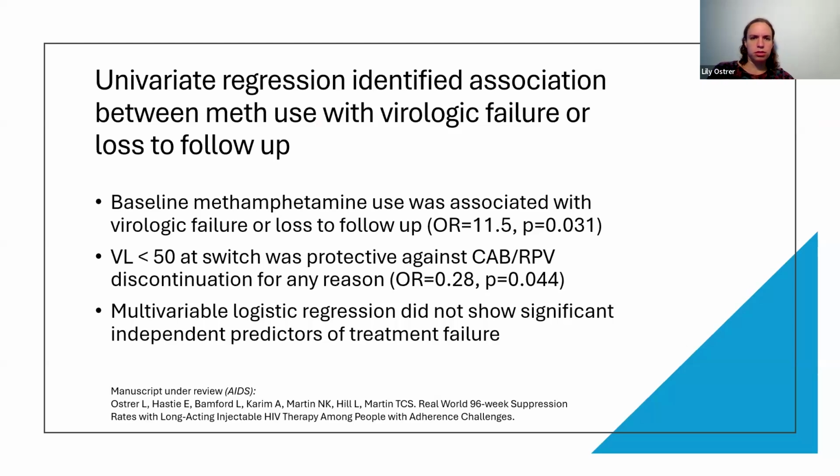Our univariate regression identified an association between meth use and the 6 virologic failures or loss to follow-up, and that viral suppression at switch was protective against cabotegravir-rilpivirine discontinuation for any reason. Our multivariable regression did not show any significant independent predictors of treatment failure. We've written up these results, and they're currently under review at the journal AIDS.